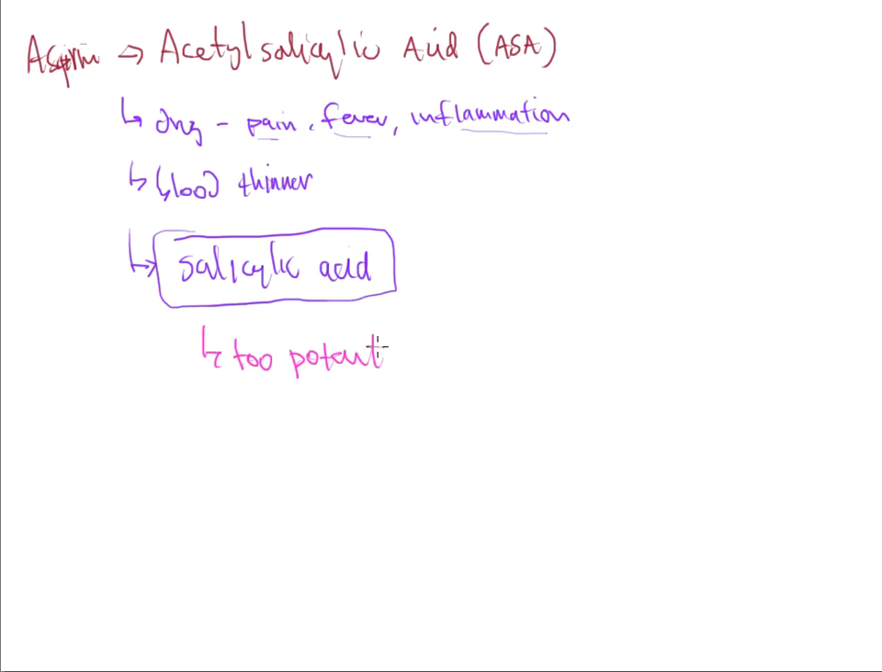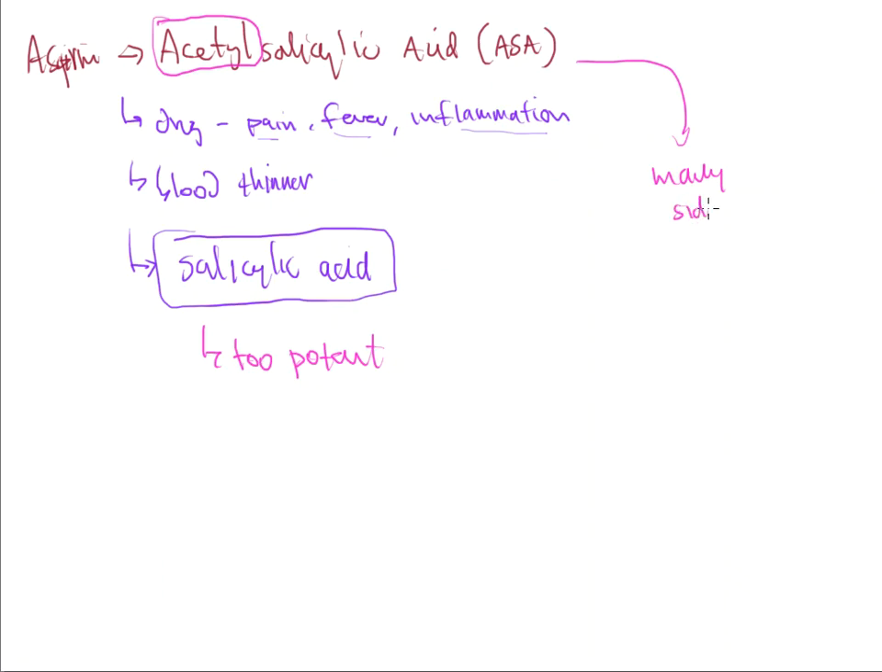We have to make sure that when people take this, they can't really overdose on it. So what they decided to do is add the acetyl group onto the chemical structure. And this is how we get acetyl salicylic acid. Acetyl salicylic acid did not have really as many side effects.